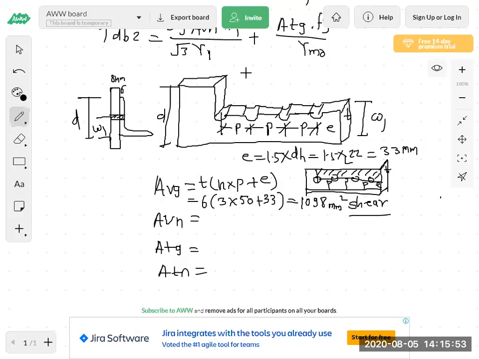The block shear failure is due to shear and tension. This block shear failure is due to shear load and tensile load. So the two shear loads are there, two shear areas are there, and two tensile. So the next area is the net area in shear. So what is the formula for net area in shear? So gross area is this.